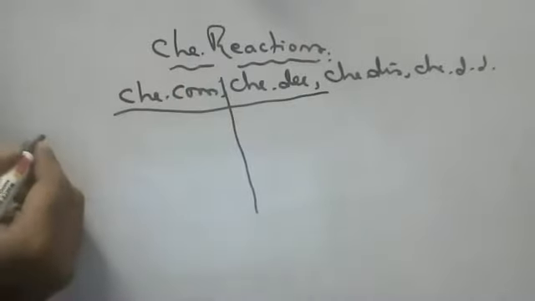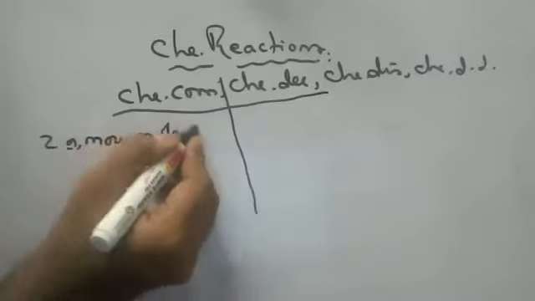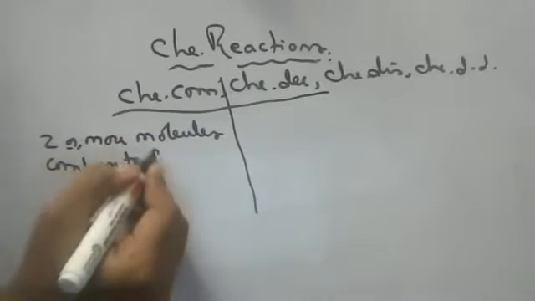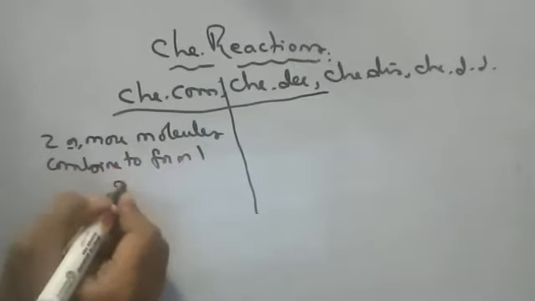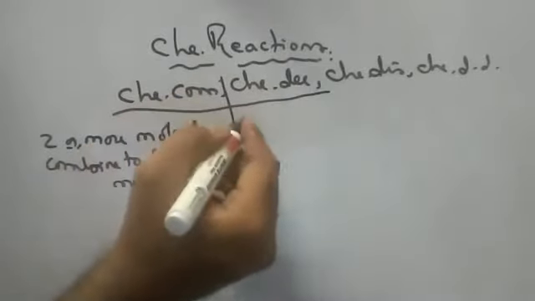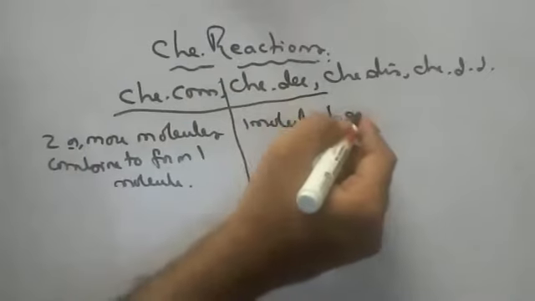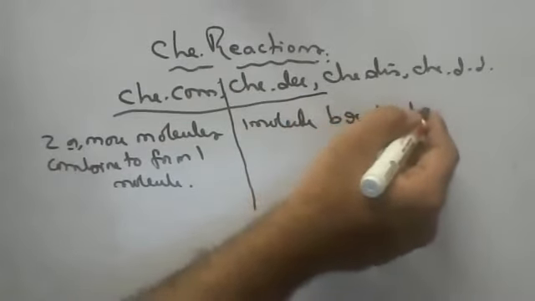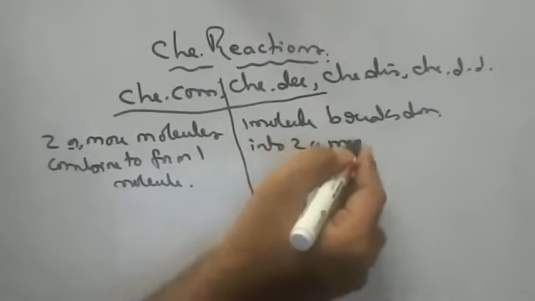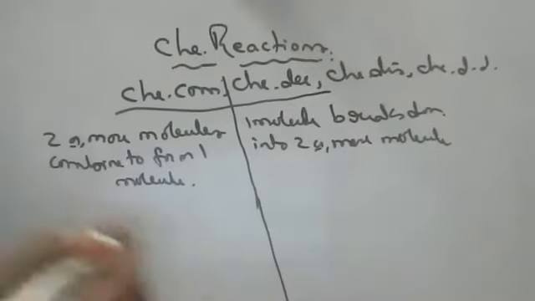Chemical combination: two or more molecules combine to form one molecule. Please copy down, all of you. Don't sit idle. And here, one molecule, I'll explain, don't worry, first copy down. Decomposition: one molecule breaks down into two or more molecules. Best small example, small example.